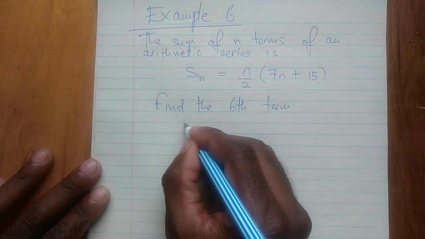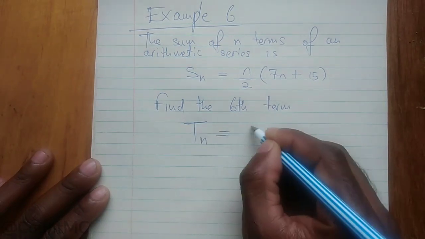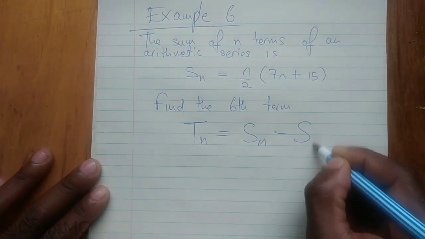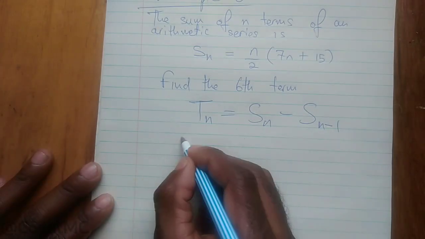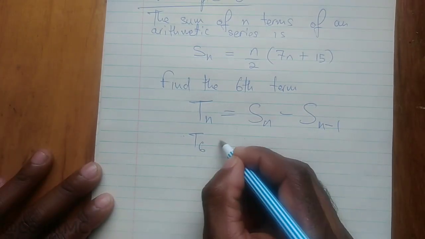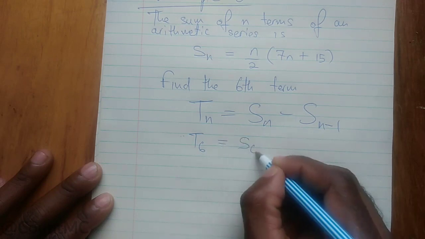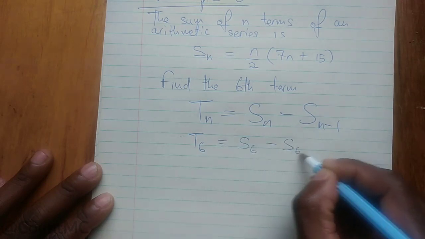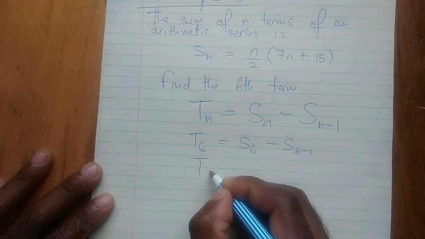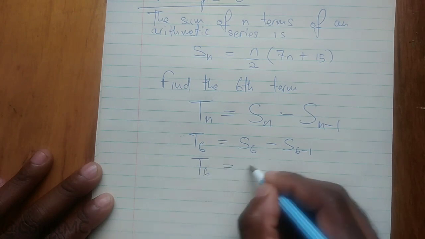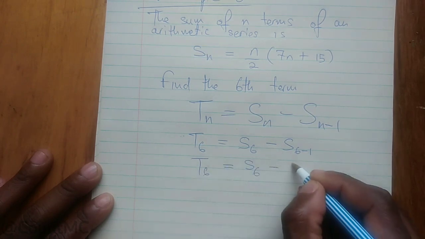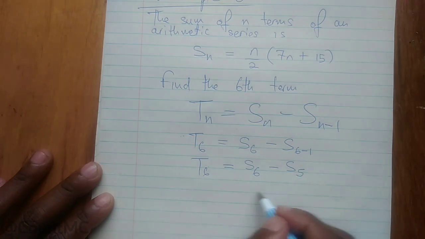Remember the formula we said, Tn is equals to Sn minus Sn minus 1. So we know we want to find the sixth term, T6. So it will be S6 minus S6 minus 1. So T6 is equals to S6 minus S5. Basically, this is what we'll be doing.